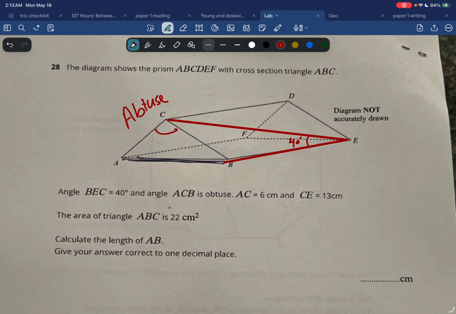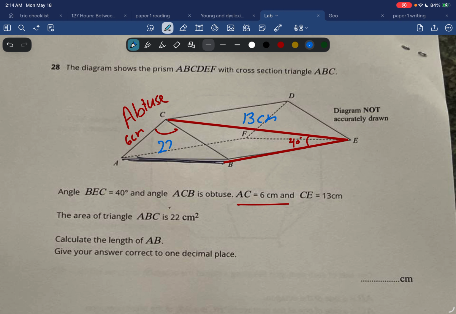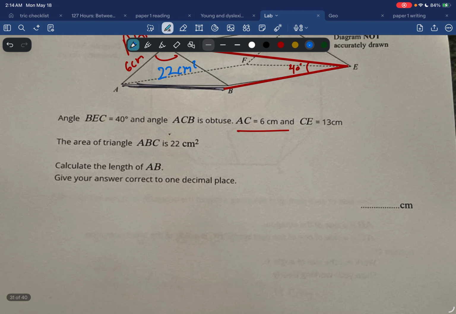Remember here in maths, everything they mention gives a clue. We have AC, 6 centimeters. Anything they say, you write. We have CE, it is 13 centimeters. And the area of ABC, which is this one, is going to be 22 centimeters squared. Calculate the length of AB.